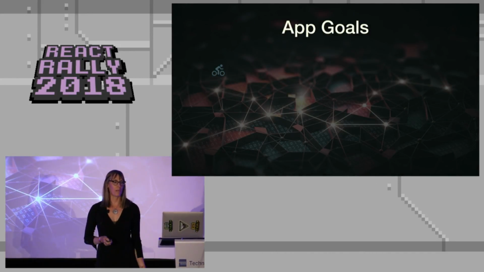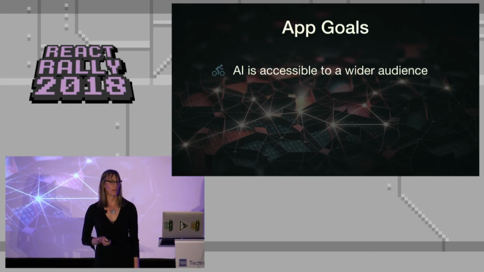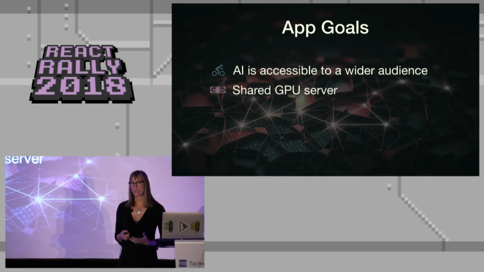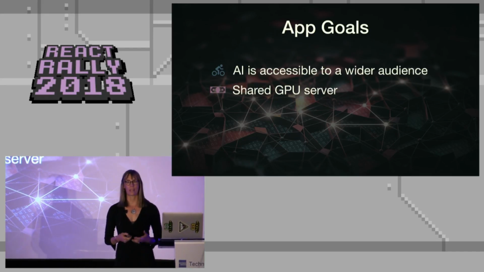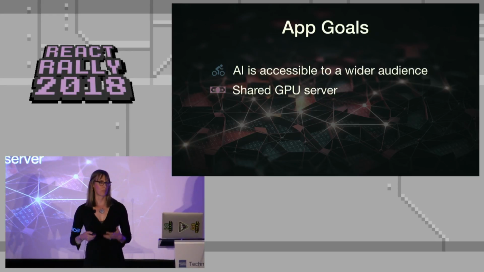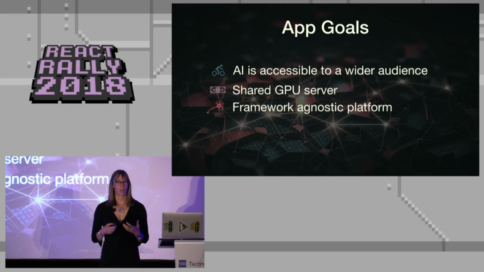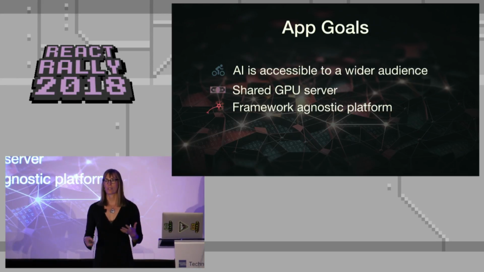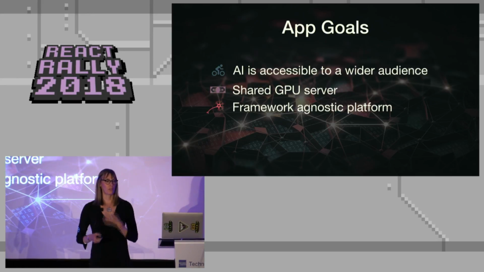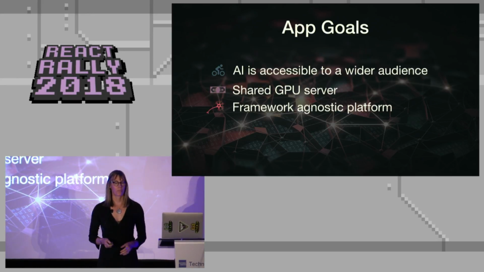So the goal of our web application is to make AI accessible for a wider audience. So we're trying to make it very approachable. The shared GPU server makes it more financially approachable. Right now, our application is being used by a lot of grad students and people who couldn't normally afford these big fancy GPU servers. And it's also to build a framework agnostic platform, so you can use whatever machine learning library works the best for the type of experiments you want to do. Different people have developed libraries that are really good for different things, like Facebook has this whole facial recognition system that's pretty amazing.